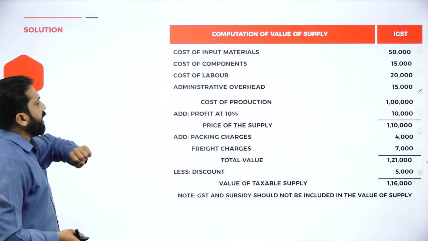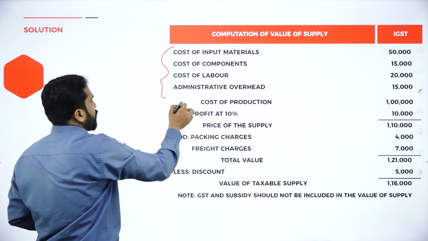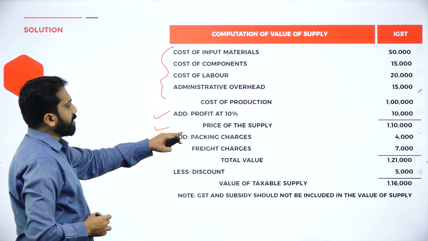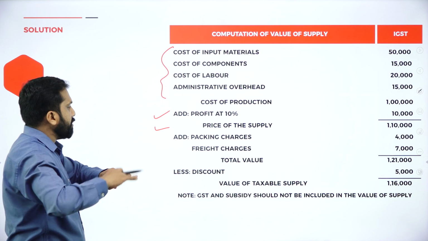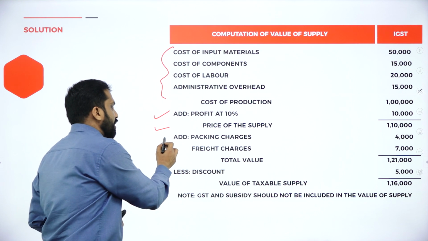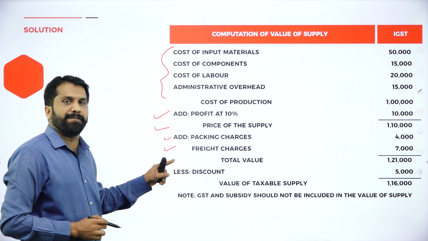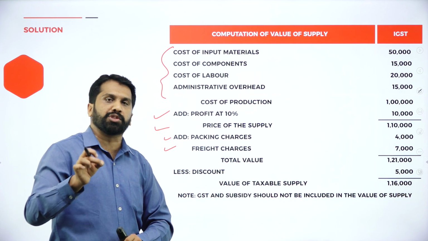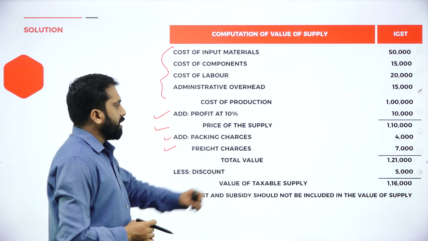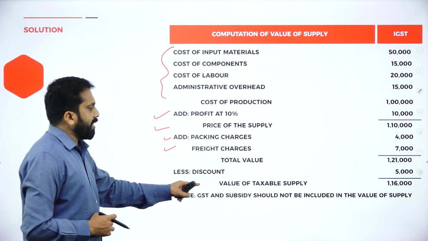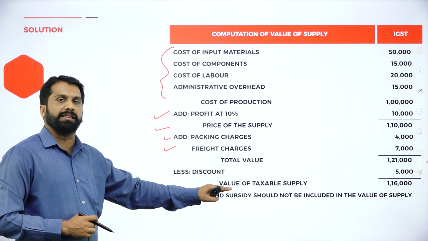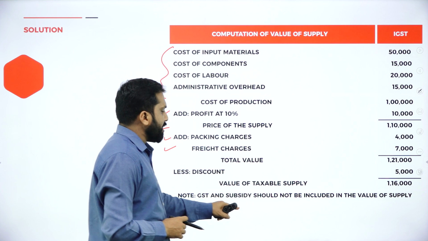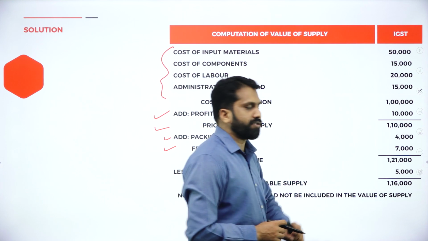See, this will be your calculation. We have done the cost of production. We added 10% profit. So this is nothing but the price of the supply. Once that is done, add packing charges and freight, and you will get the total value. Once you have the total value, deduct the discount as per your question. What is the discount given? It is 5,000. Now, the value of taxable supply after deducting the discount is 1,16,000.